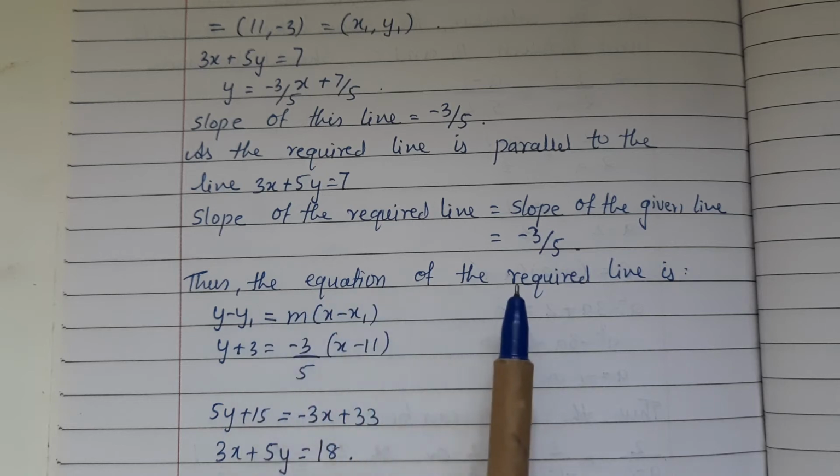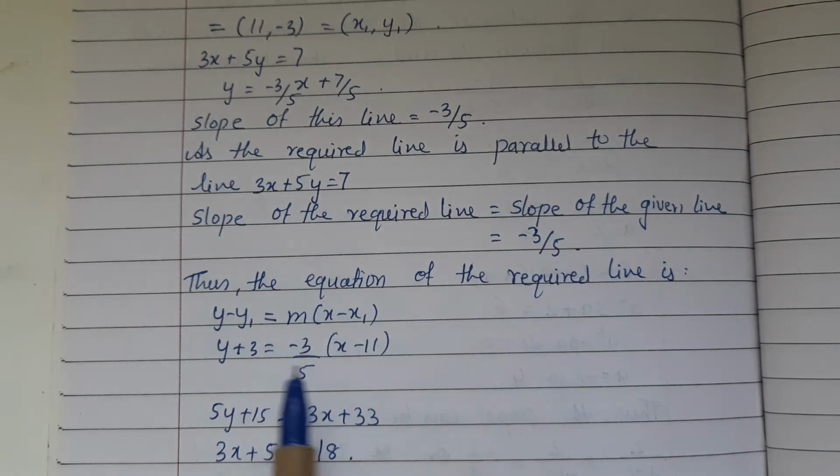Thus, the equation of the required line is y - y1 = m(x - x1). y + 3 = -3/5 (x - 11). 5y + 15 = -3x + 33. 3x + 5y = 18.